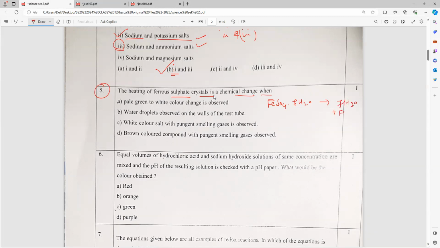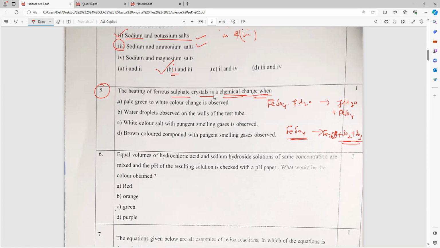And we are going to get FeSO4. When we can say it is a chemical change, it has to produce the products. What are the products, guys? Fe2O3 plus a pungent gas. What is the pungent gas? Sulfur dioxide and sulfur trioxide. Then only we can say it is a chemical change.